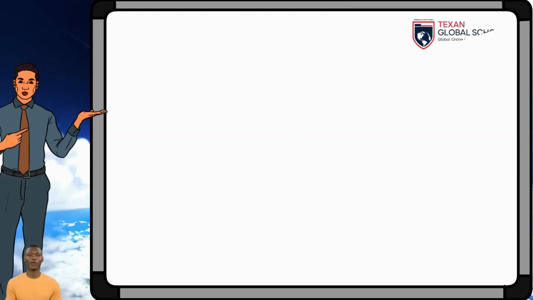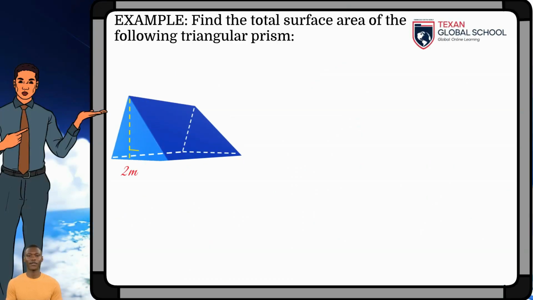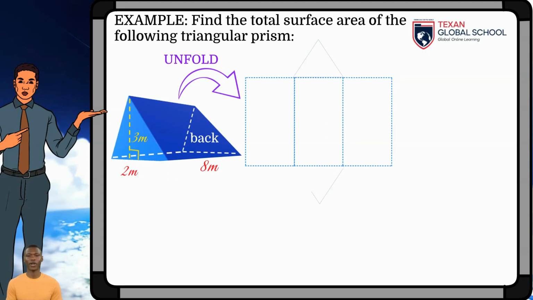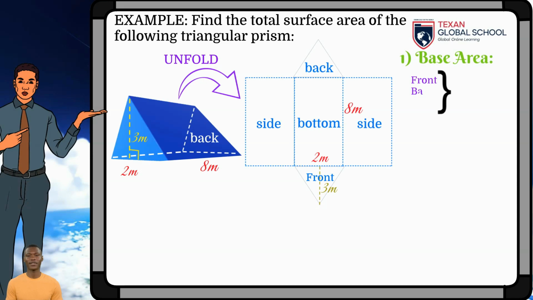In this other example, let us find the surface area of the following triangular prism. The triangle has a base of 2 meters and 3 meters in height. The triangular prism has 8 meters in height. Based on this sketch, we can unfold it to visualize the surface area to be calculated. We can see that it has 2 triangles as bases, front and back. And 3 rectangles, as the lateral faces, bottom and the sides. This prism is similar to a camping tent.